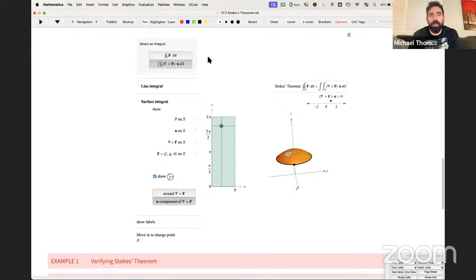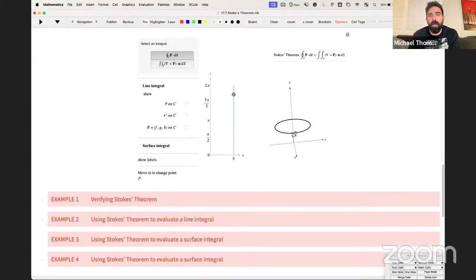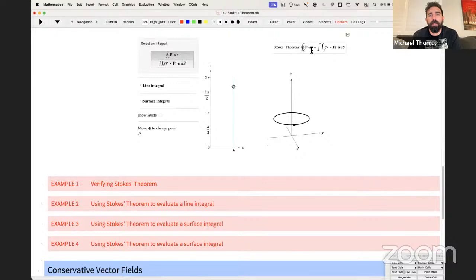So the circulation: there's your boundary curve C. It's oriented counterclockwise from above. To find circulation, you're going to integrate the vector field dotted with r prime. As you go along, you'll have positive and negative contributions. And whatever you get for a result, when you add them all up, will be the same thing as if you did the surface integral. You'll get the exact same thing.